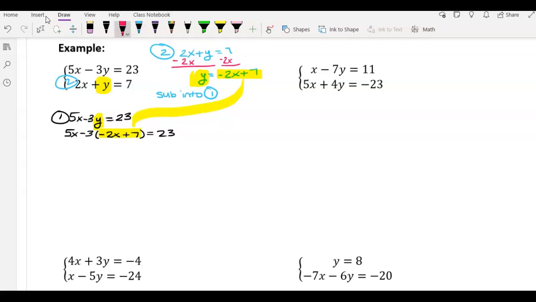Now we have to isolate our x variable. So first we're going to distribute that negative 3. So 5x plus 6x minus 21 equals 23. 11x minus 21 equals 23 because we had to combine those like terms. Now our goal is to still isolate the x variable. So I'm going to add 21 to both sides.